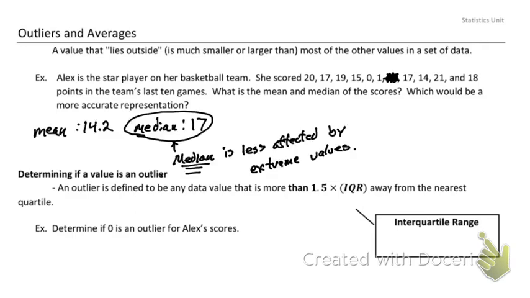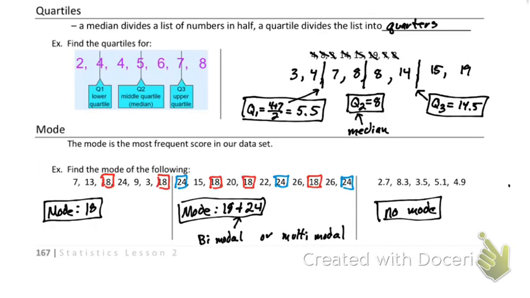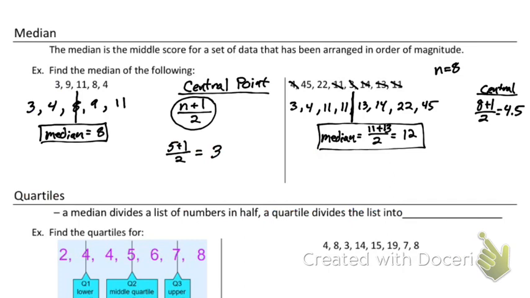So once again, your median is less affected by extreme values. So in this case, 17 being your median would be the most accurate representation, showing that the 0 and 1 didn't quite affect it. In fact, this is so important, I'm actually going to write it next to the median: not affected as much by extreme values.